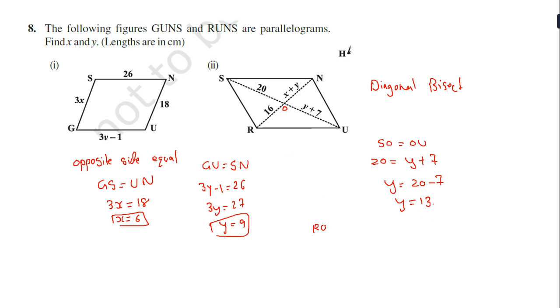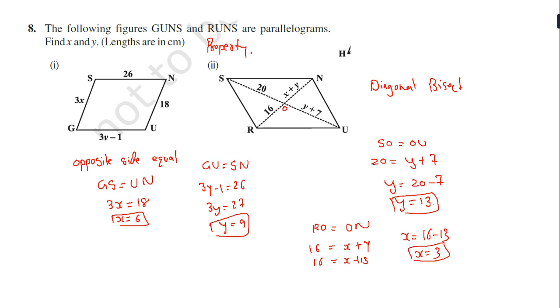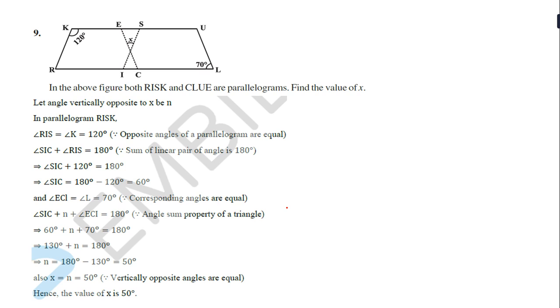Now RO is equal to ON. That is 16 is equal to X plus Y. So 16 is equal to X plus 13. So X is equal to 16 minus 13. X is equal to 3. So in both questions we can easily find X and Y by using properties of a parallelogram. Here opposite sides are equal, and diagonals bisect each other. Two properties we used.